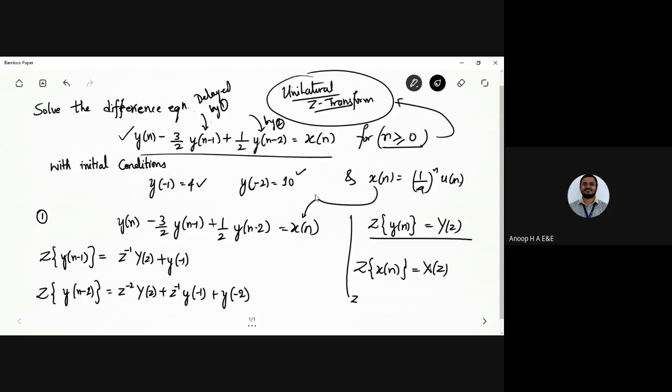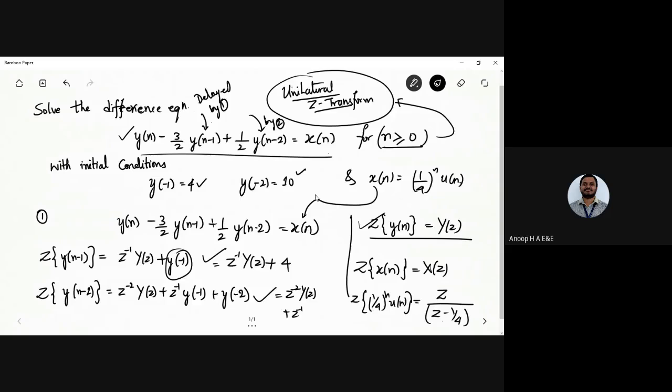That is the Z transform of (1/4)^n u(n), which is equal to z divided by (z - 1/4). That is what you need to keep in mind, and you have to apply the Z transform analysis using this tool. So what would be the concern there? If I replace y(-1), that is z^-1 Y(z) + 4, which would be equal to z^-2 Y(z) + z^-1 into 4 + y(-2), that is 10.